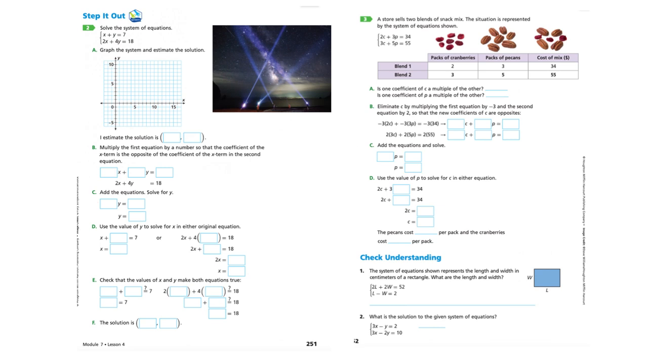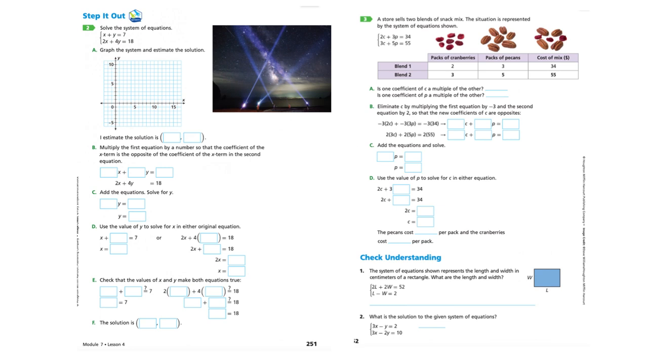And then C, add the equations and solve for y. Then in D, use the value of y to solve for x in either original equation. So they help you go through step by step, just filling in the boxes as you go. E, check that the values of x and y make both equations true, and they kind of help you do that. And so then you'll come up with your solution here in F. And then I would pause the video there, work on number 2, and then you can go on to number 3.